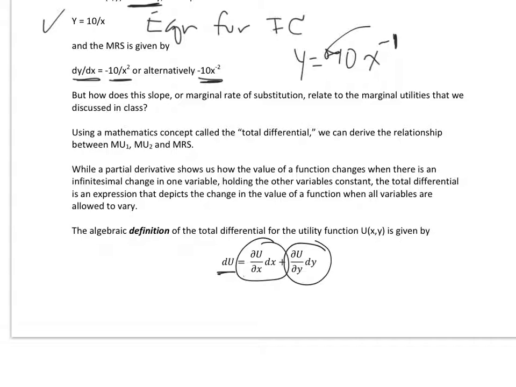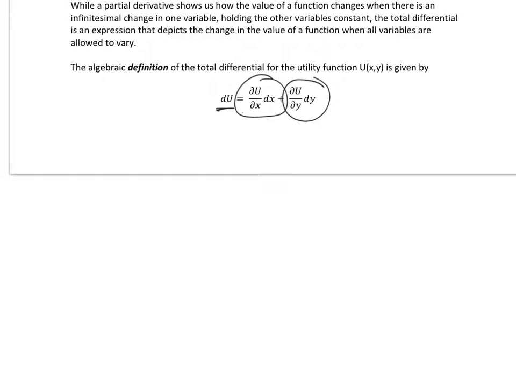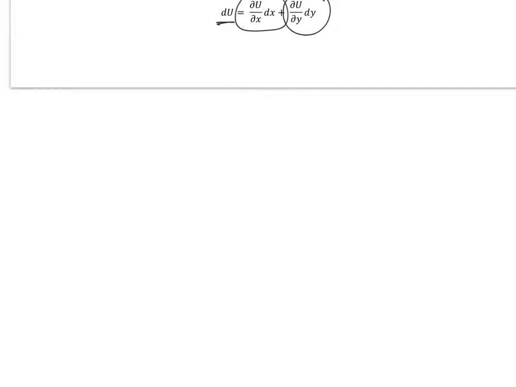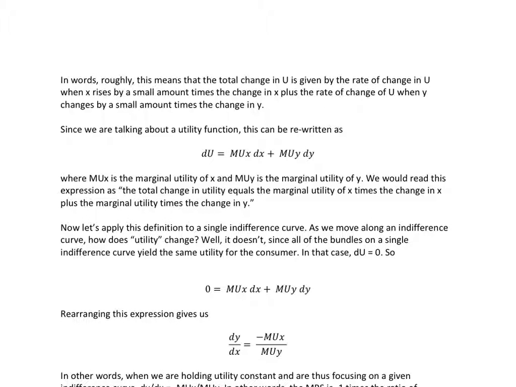Okay, so this is just a way of expressing the change in utility when x and y are both simultaneously allowed to change. Okay. Now, what we're going to do is apply that to a single indifference curve. We're going to try to apply that to a single indifference curve. But before we do that, let's try to relate this back to marginal utilities if we can.